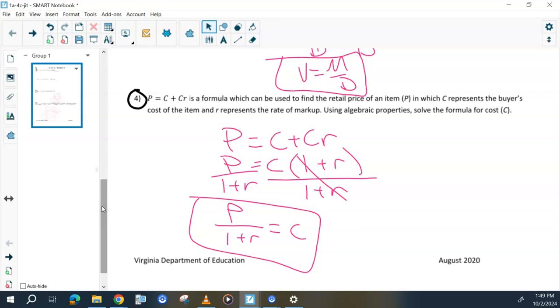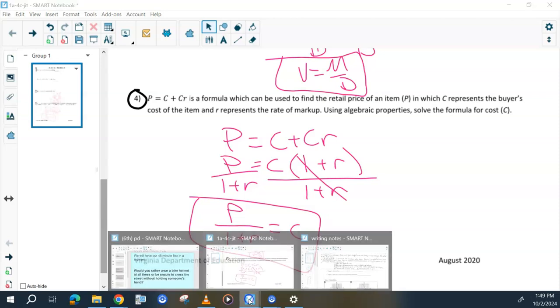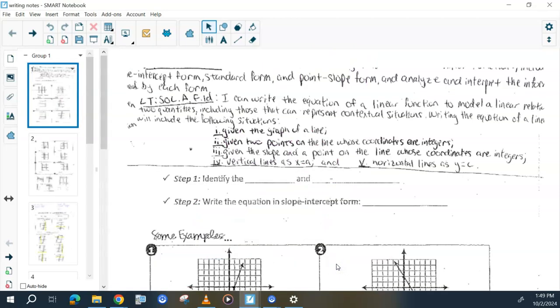Okay, we're going to very briefly, very quickly start notes, but not get very far. Okay, so these learning targets are basically how to write equations in different formats, from different things, graphs, points, other things. Isaac, do me a favor, minimize that, please.